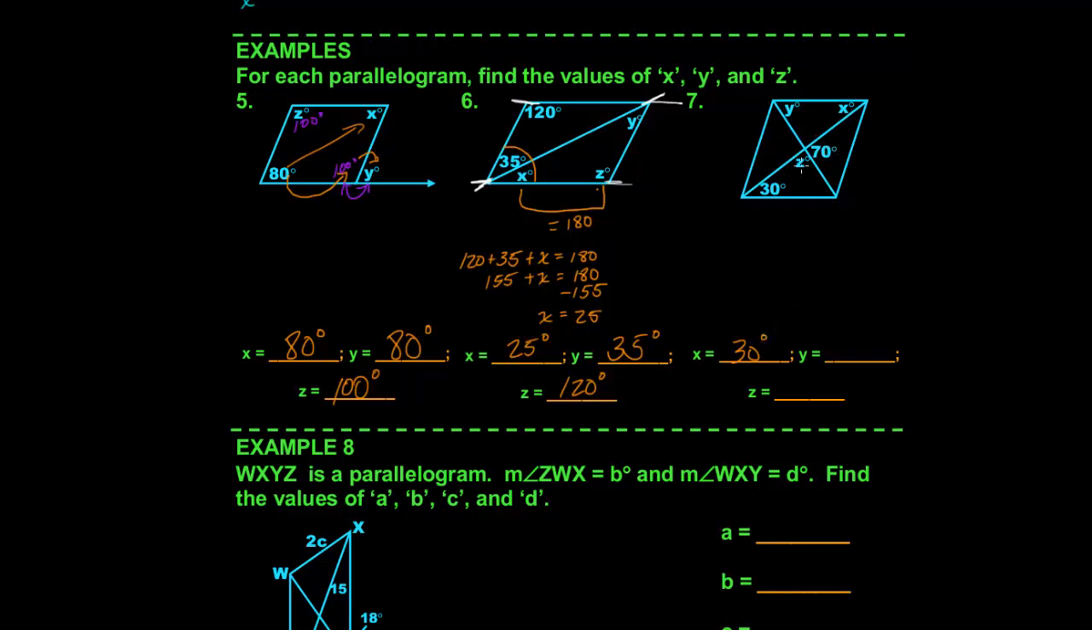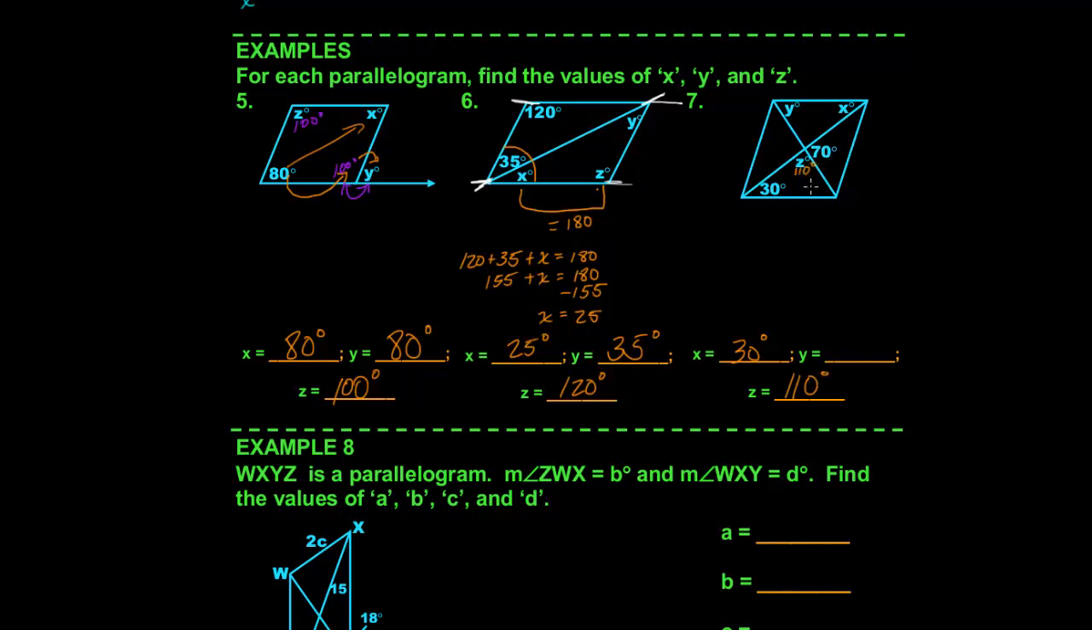These two are on a straight line. These two are a linear pair, z and 70. Z and 70 are linear pairs, they are supplements, they add up to 180 degrees. That would leave z has to be 110 degrees.